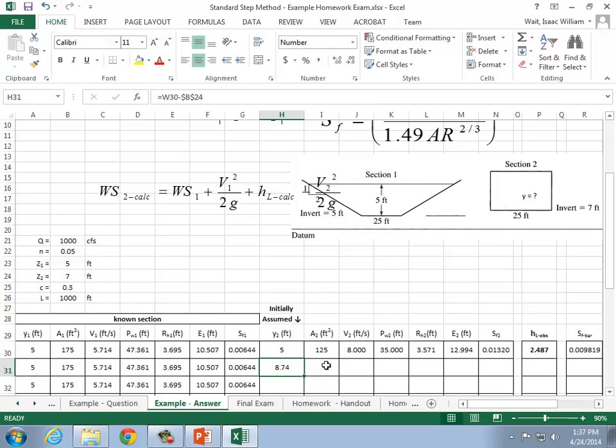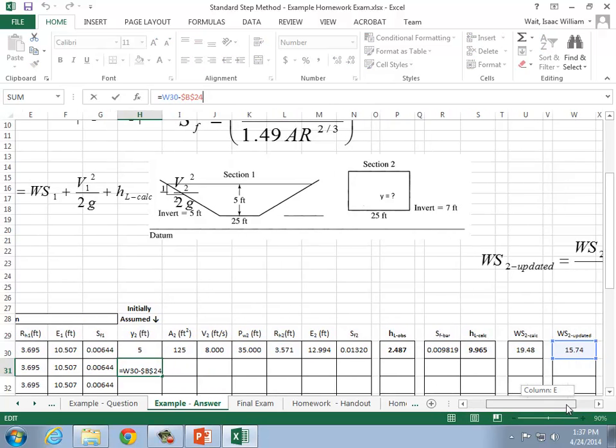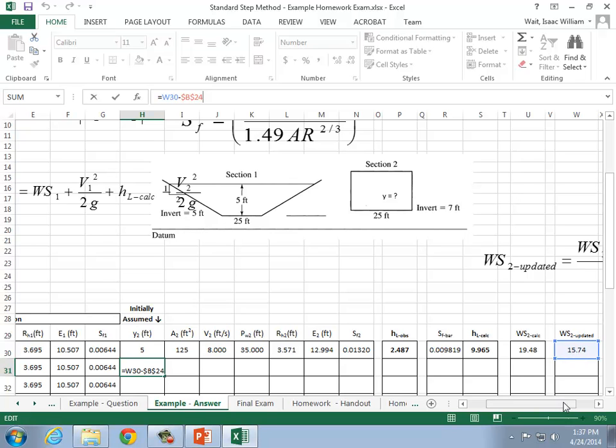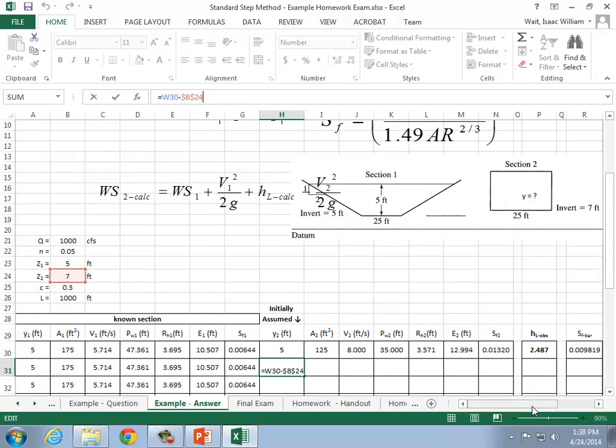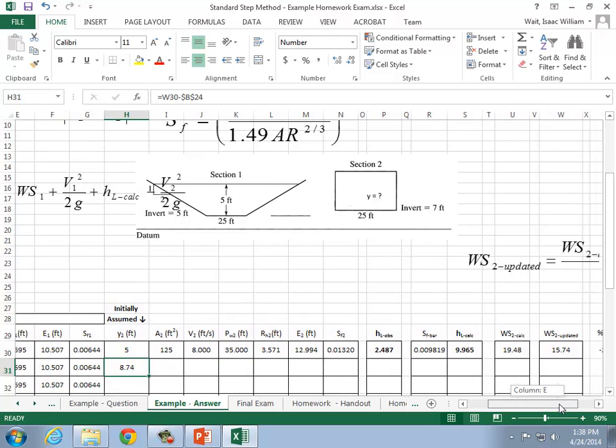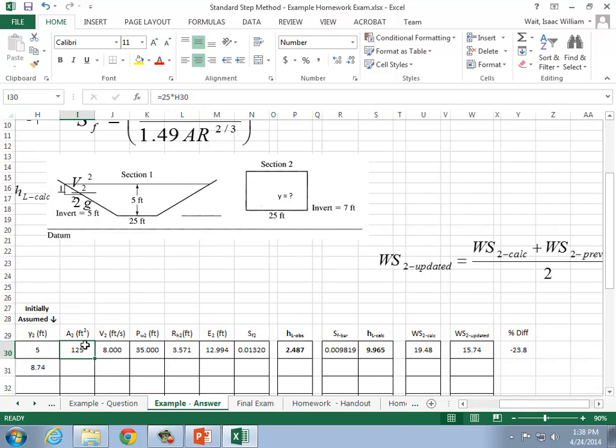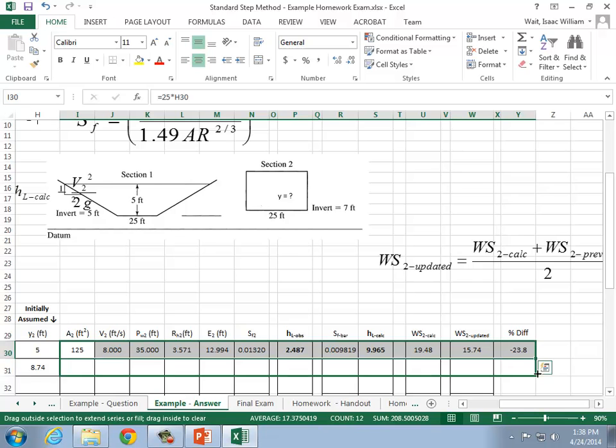So we'll have a new guess depth of 8.74 feet. So it's this updated water surface elevation minus the datum distance of 7 feet. And that gives us the depth of the water. Besides that, we can just drag everything down, and the numbers take care of themselves. So you highlight all of these, and you drag it down once, and you see that it's converging relatively quickly.